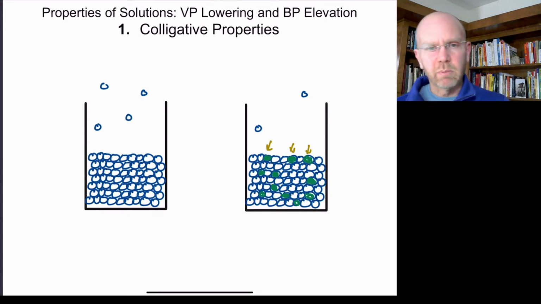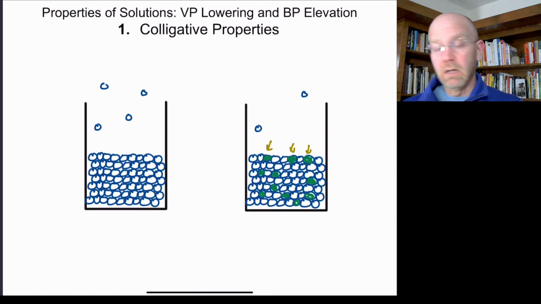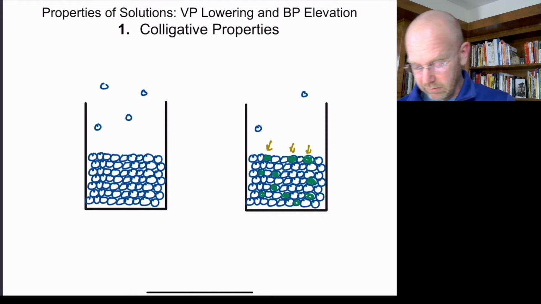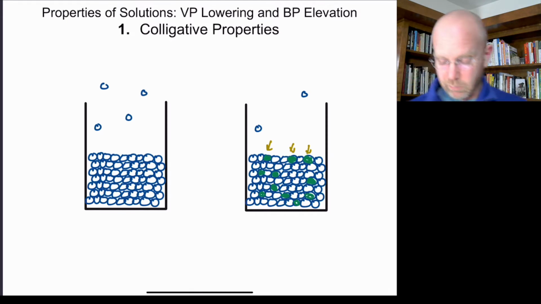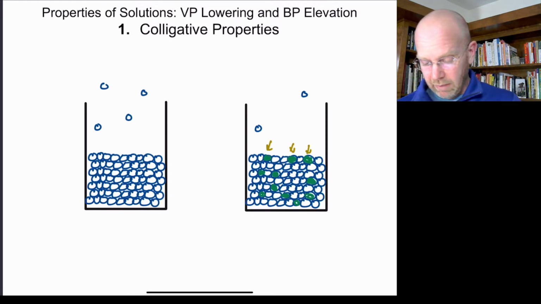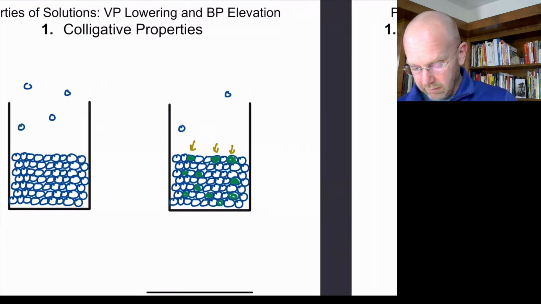So colligative properties, in general, are just these properties that depend on the number of particles. And all of the arguments we make about colligative properties are something like the argument I just made. When you have an alternative molecule filling the space of the solvent molecule, that's going to change the properties of that solvent, right? And so it has to do with freezing point, we'll talk about that later, and boiling point and vapor pressure, which is what we're focusing on right now.